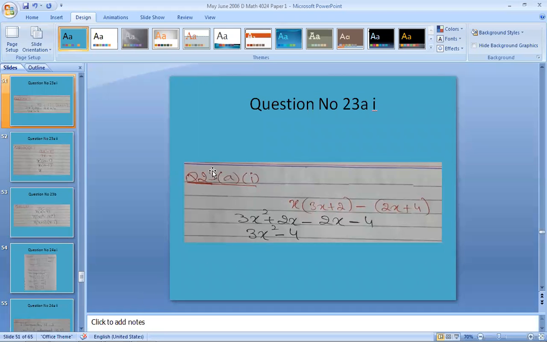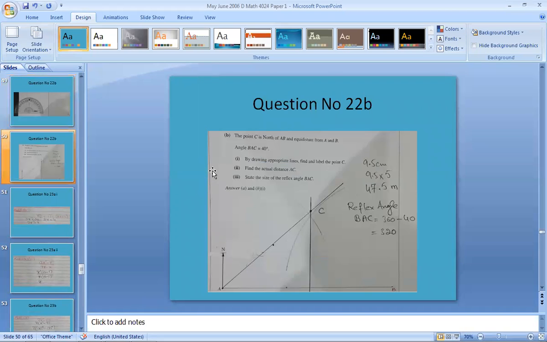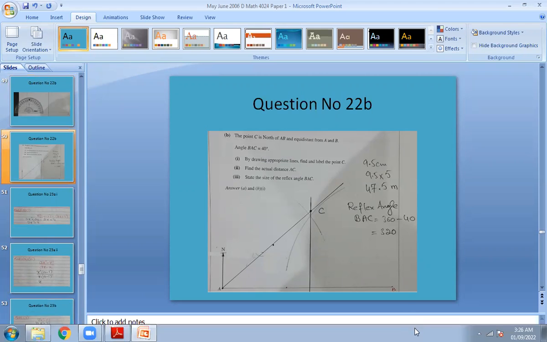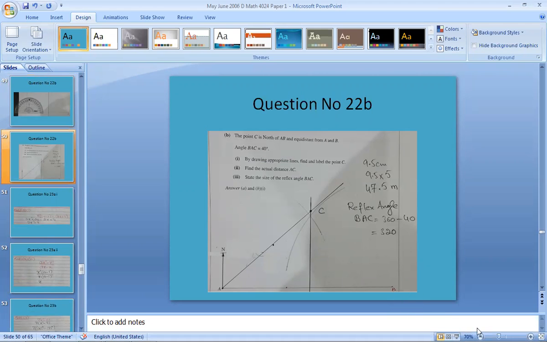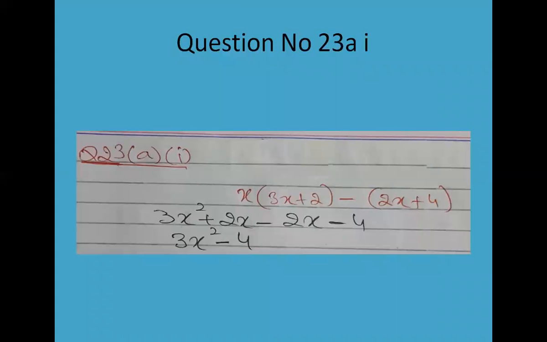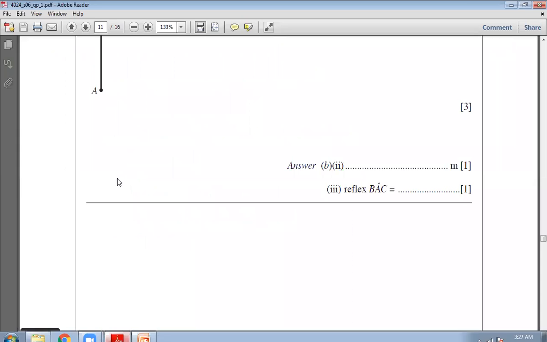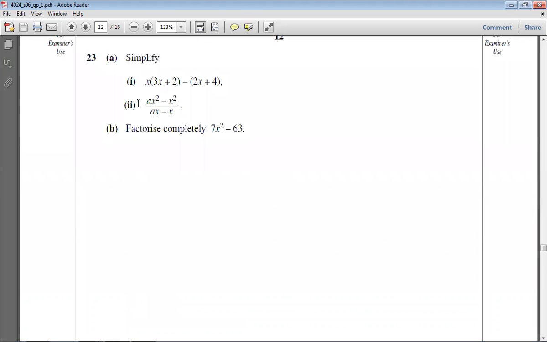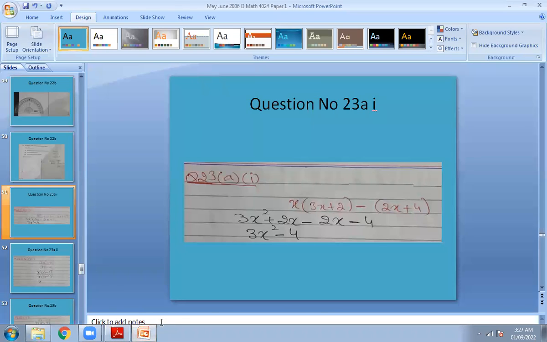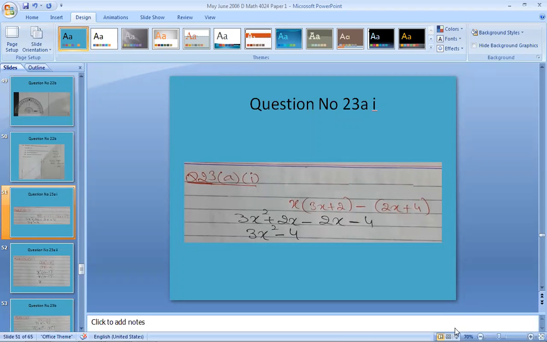I have written. You can see I have solved this portion here. Okay, question number 23. He says, simplify. In the simplify, there are two parts of simplification, and one part you have to factorize. I will show you my solution. I've done that. Okay, so here you have to simplify only.